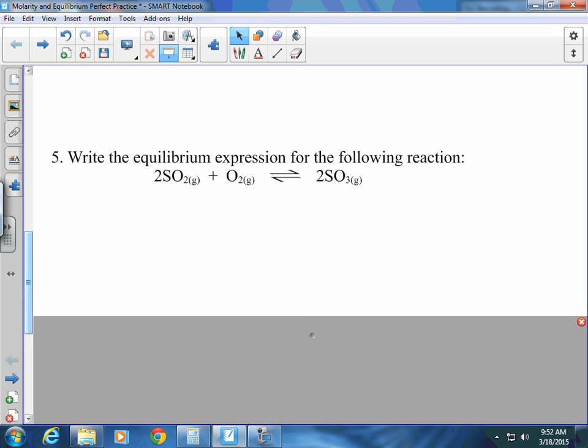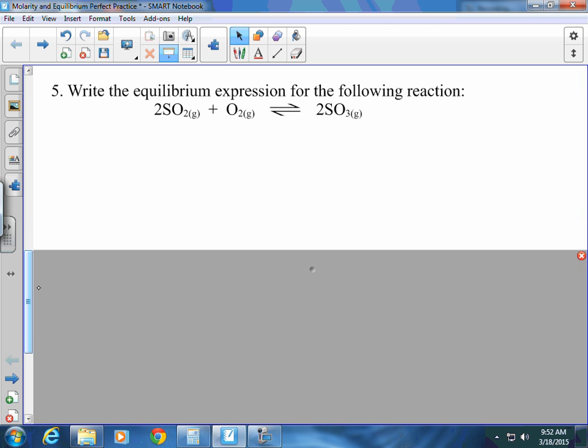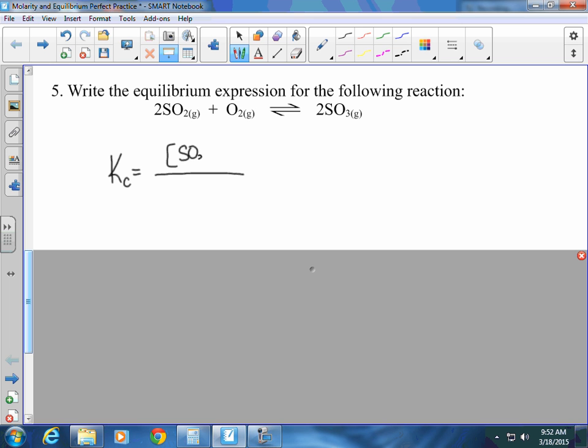All right, question number 5 says write the equilibrium expression for the following reaction. Kc is our equilibrium constant. We start with our products on top. There's only one product this time around, sulfur trioxide, but sulfur trioxide has the number 2 out in front, so I need to raise that to the second power.